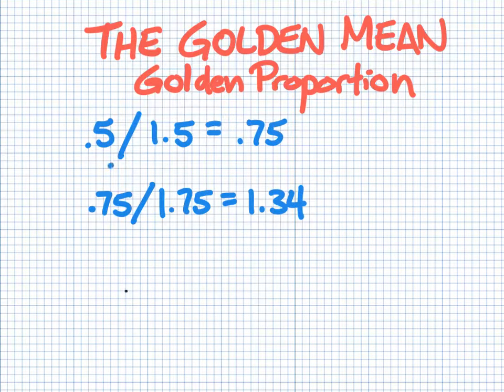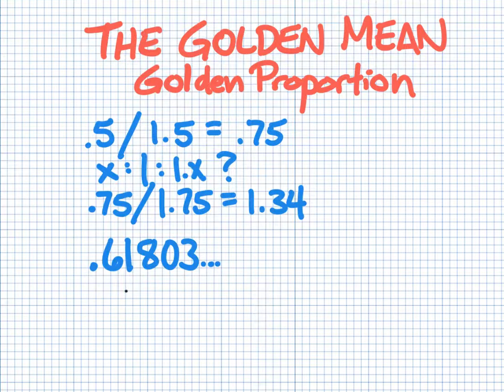If we found some number that's in between that, and that was a proportion of 1, and then we took that same proportion above 1, we would come back to 1. Is there some number that would work? Well, here's that number, 0.61803, and it's an irrational number.